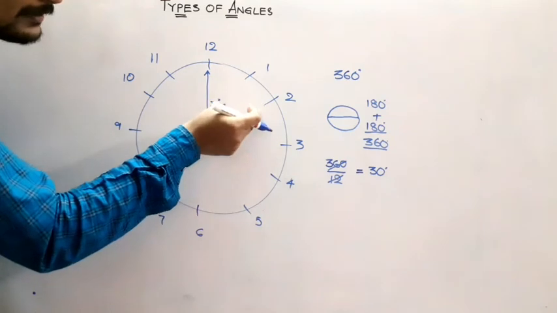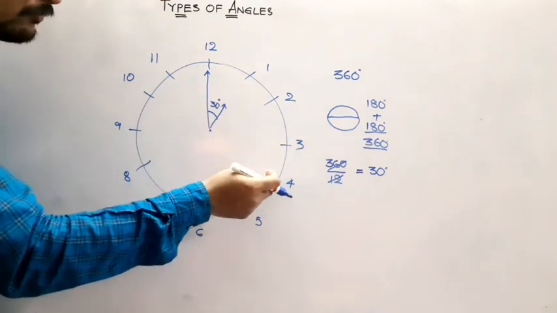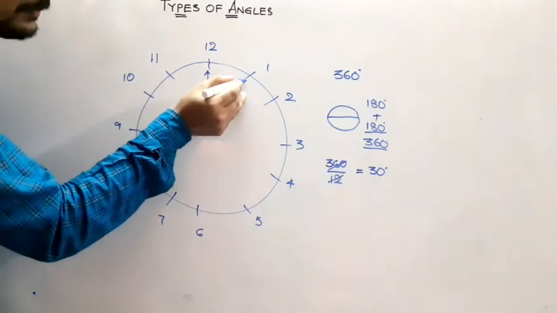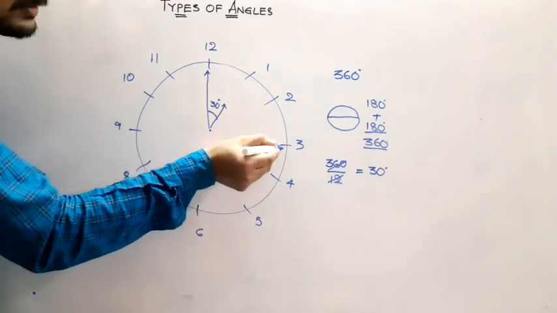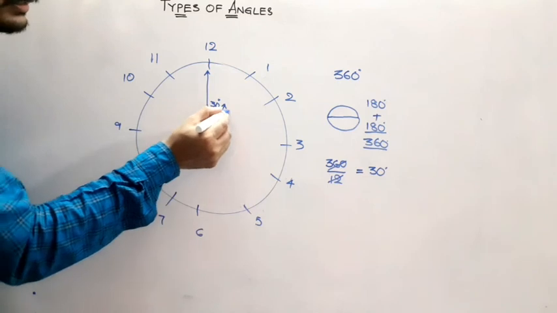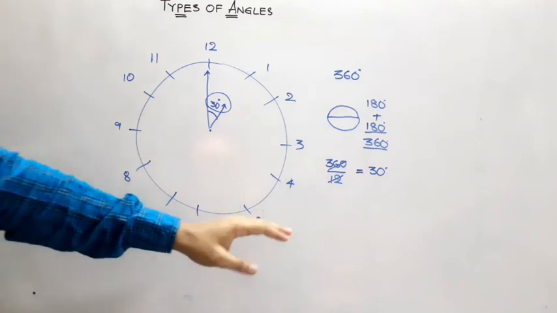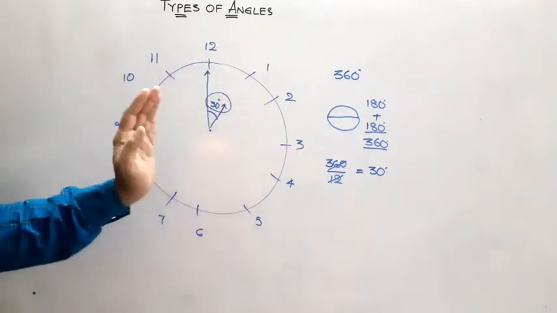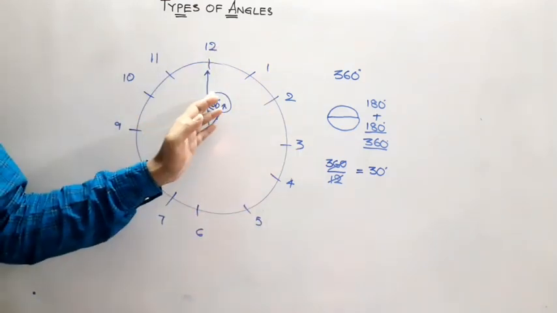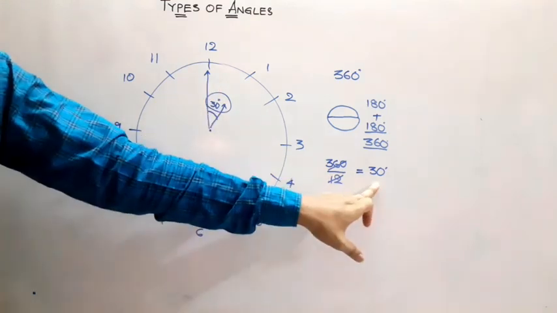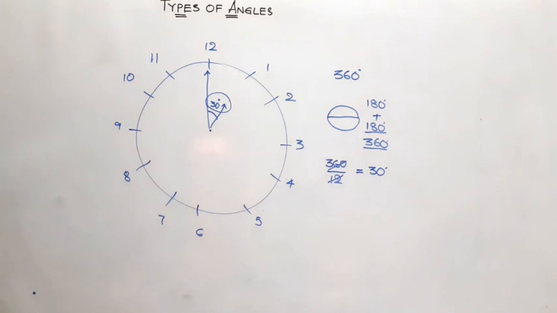Similarly, for 1 and 2, for 2 and 3, for 3 and 4, for 4 and 5, like this up to 12, the angle between each division is always going to be 30 degrees. This helps you in the next classes. So what you have to understand is a clock is divided into 12 parts and the angle between each division or each part is 30 degrees. Hope you understood, children.